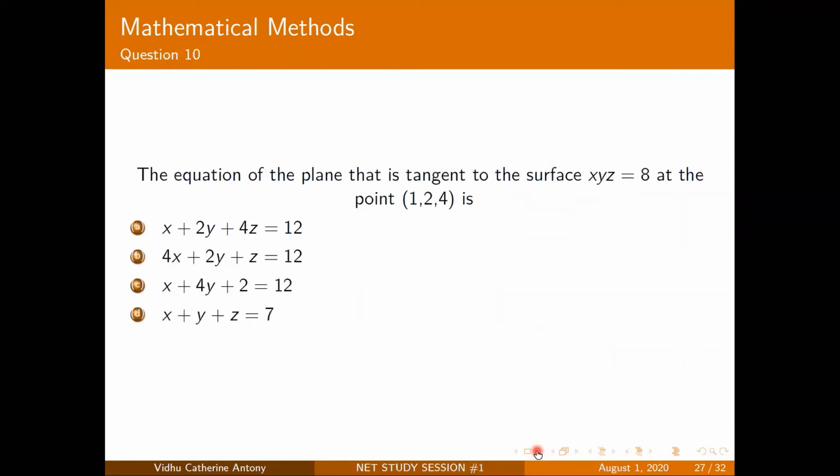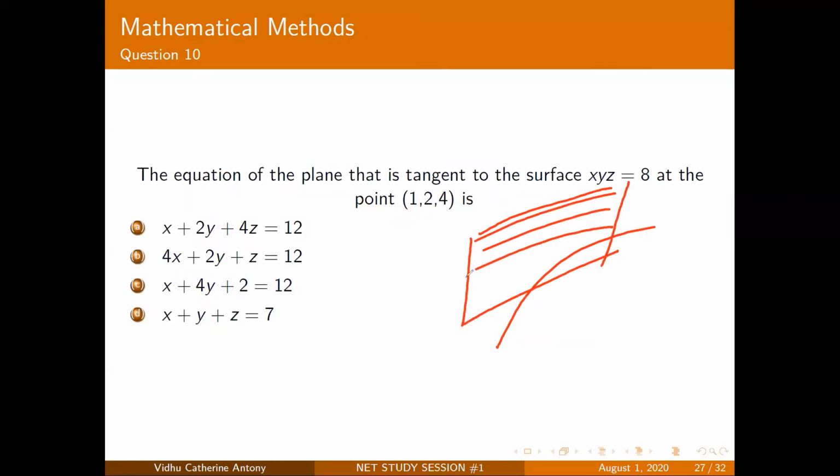So these are the options that are given to you. I need to find, I have a surface. I need to find the plane that is tangent to this surface. So I have a plane that is tangent to this surface, and this tangent is somewhere here. This figure is not very nice, but I hope you get the idea.